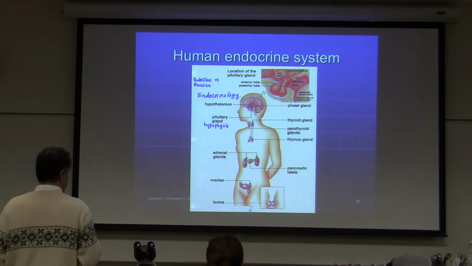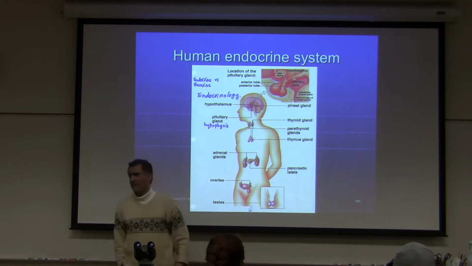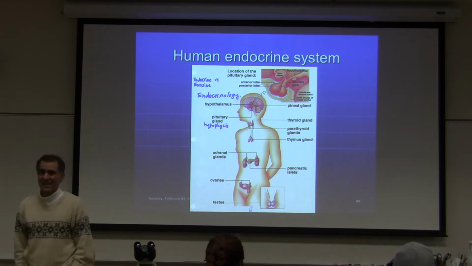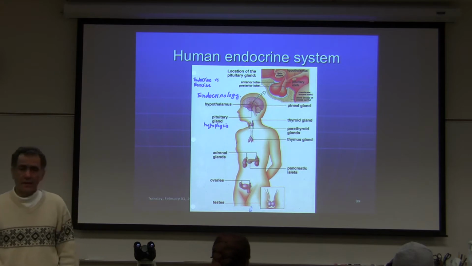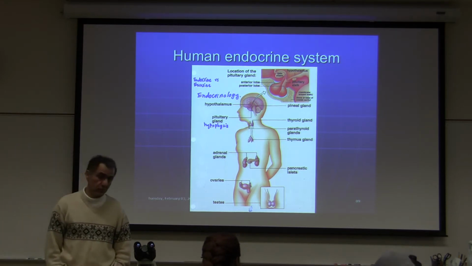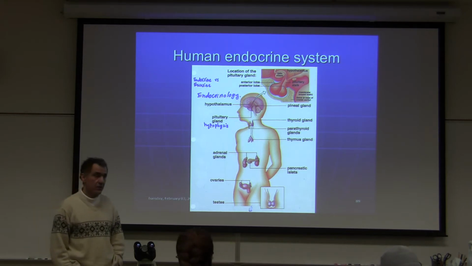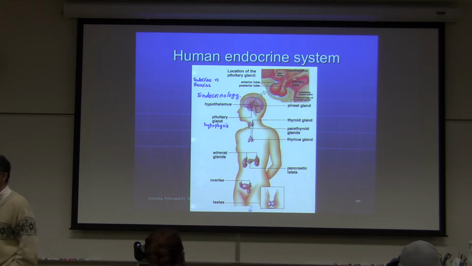The definition of a hormone. These are the main glands of our body. A hormone is an organic molecule that has an effect on another gland or other tissues of the body.